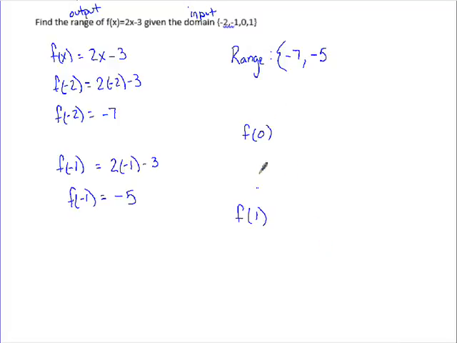So what you're going to do is finish this problem. You're going to find f of 0 and f of 1, and then you're also going to do the next example. And then that will be it for our talk about relations and functions.